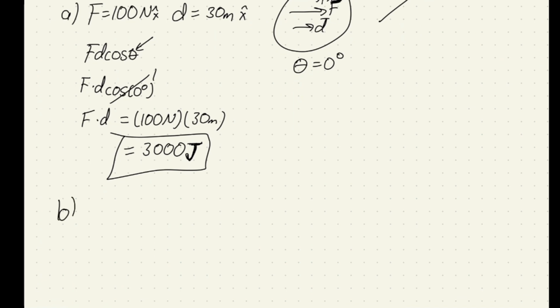Let's do another example. Let's say that I have a force vector F, and it is 30 newtons in the x direction plus 0 newtons in the y direction. And we have a displacement vector, which is 5 meters in the x direction plus 0 meters in the y direction. I'll give you a second. Go ahead and pause the video, see if you can work out how much work is done by this force over that distance.